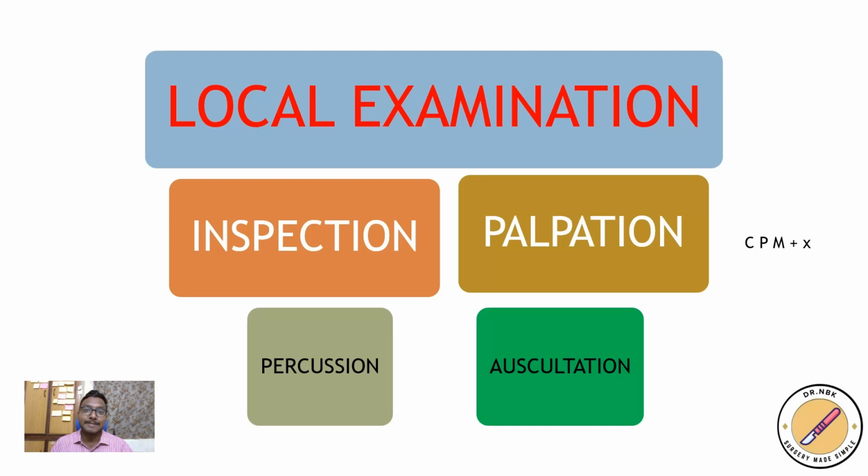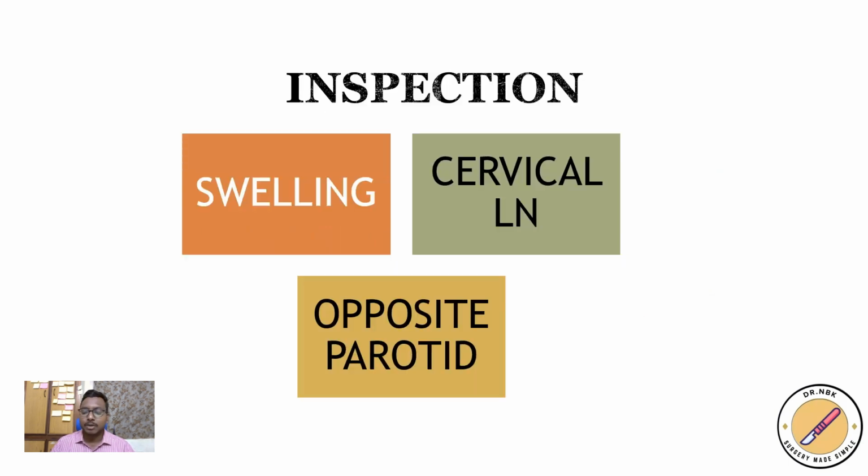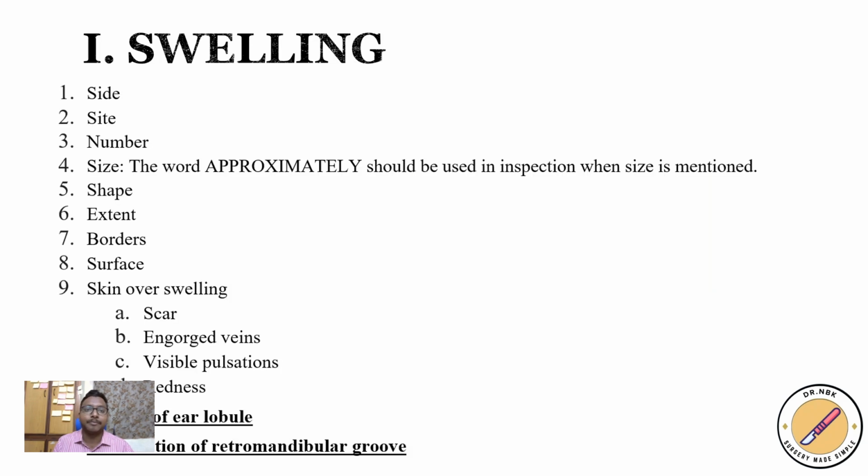So the first one is inspection. Again, in inspection, please understand whenever you are examining a parotid swelling, it is not just about the parotid swelling, but also about other adjacent anatomical structures which are present there. So one is the swelling per se. Second one is cervical lymph nodes, especially it is important in case of malignancy, and very important, the opposite side parotid gland. So we need to understand this is the algorithm to examine for a swelling, especially in the parotid region. Okay, right, next. So the first one is swelling per se.